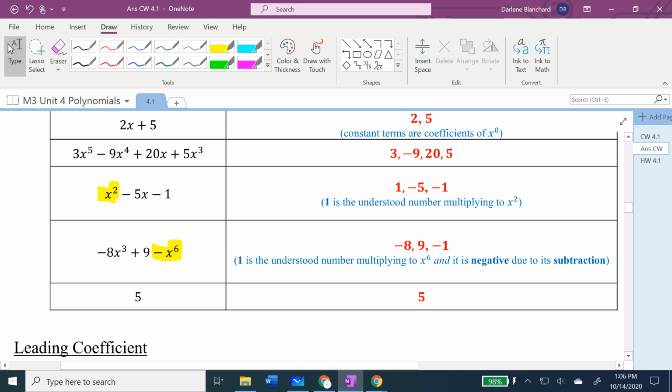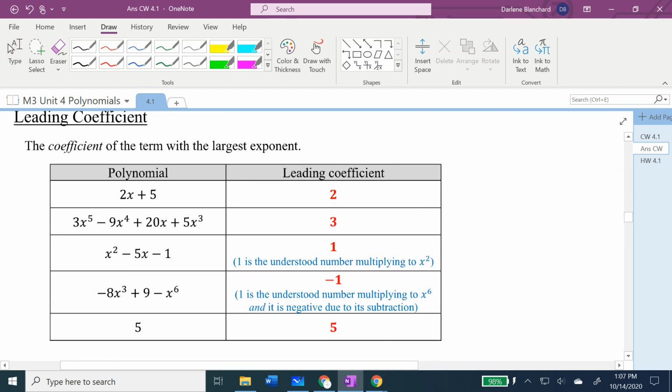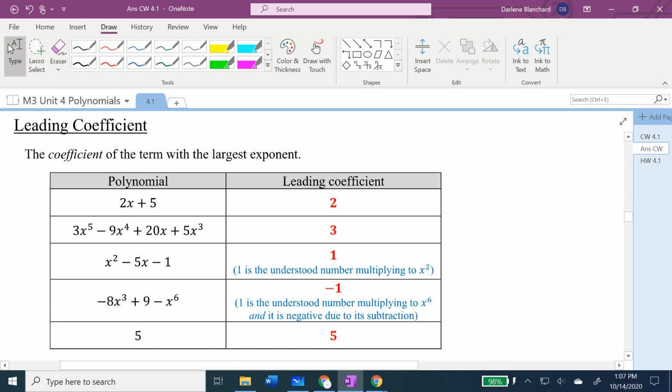Okay, now, I talked about the constant term, and the constant term plays some important roles. Very important roles are played by the leading coefficient. So you just found out what a coefficient was. Only one of them is considered the one who leads, and it is the coefficient of the term that has the largest exponent.